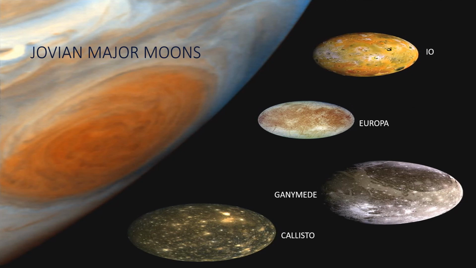Here you can see Jupiter's 4 massive moons: Ganymede, Callisto, Io, and Europa. These moons were discovered by the great mathematician Galileo. Jupiter and its moons are known as the Jovian system.